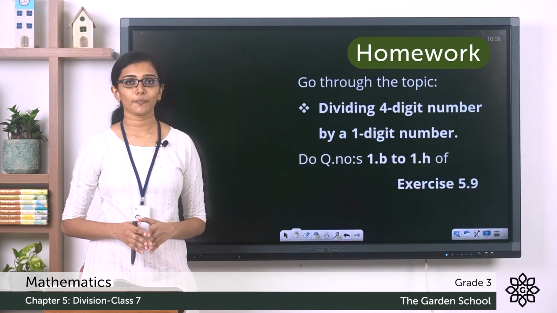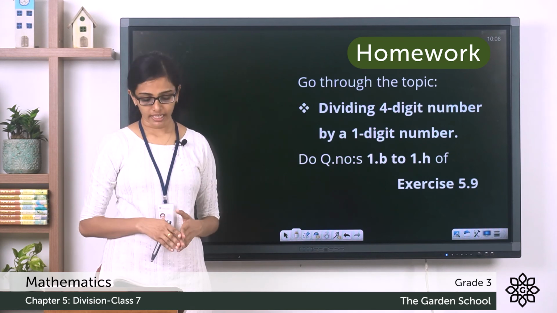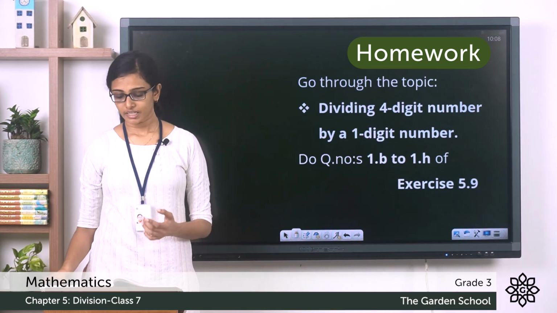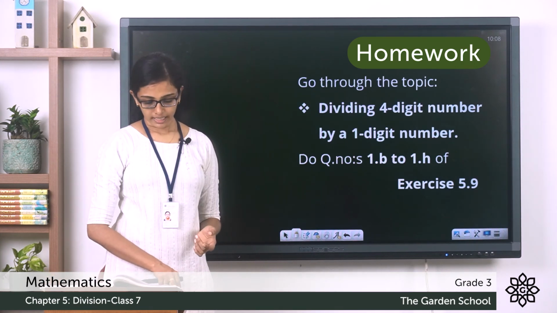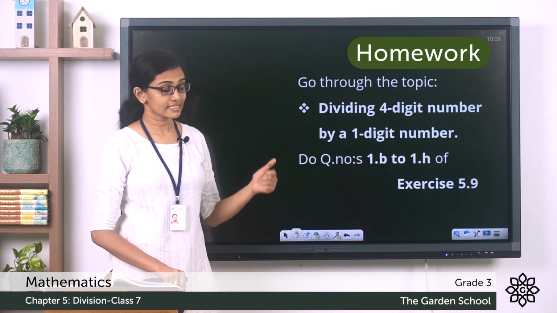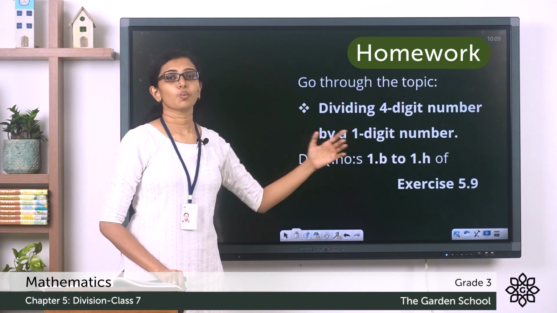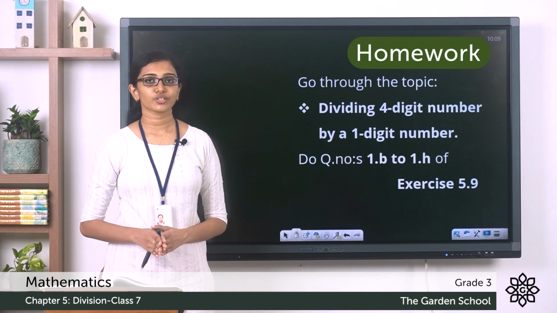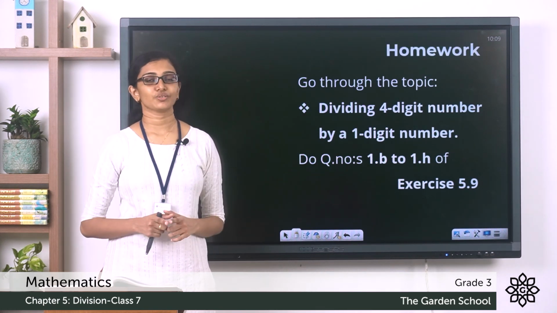You can go through the topic dividing 4-digit number by a 1-digit number once again in your textbook, which is in page number 76 and 77. Then please move on to the exercise 5.9, and that is in page number 78. The first question we have already discussed in the class. You have to complete the questions 1b to 1h from exercise 5.9. So that's all for today, children. Once you are done with that activity, you can take a picture and send us through Teams.